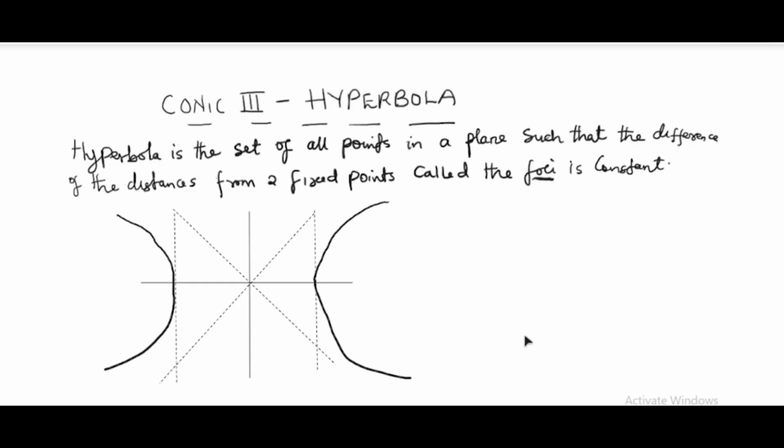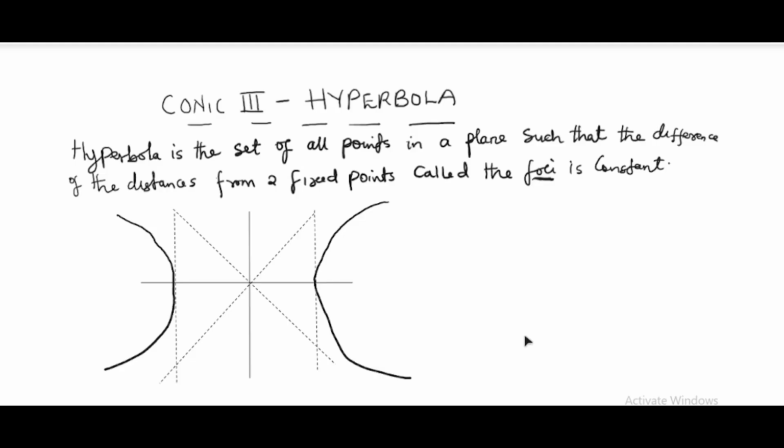So first off, what is hyperbola? Now, hyperbola is a set of all points in a plane such that the difference of the distances from two fixed points, called the foci, is constant. Now, below this definition, you're seeing the graph of a hyperbola.